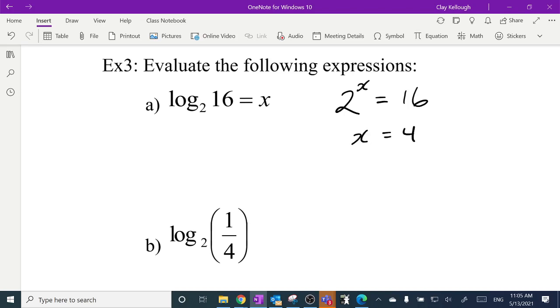Now, given a little bit of practice, you probably didn't even need to switch this to that, because if you read this the way I read it, I'm timesing 2's together and I get 16. Oh, I would need 4 of them.